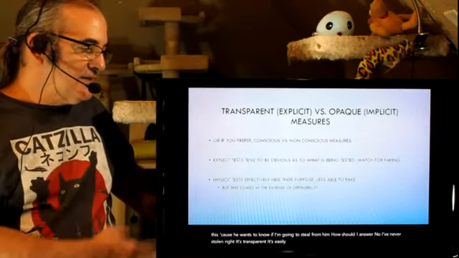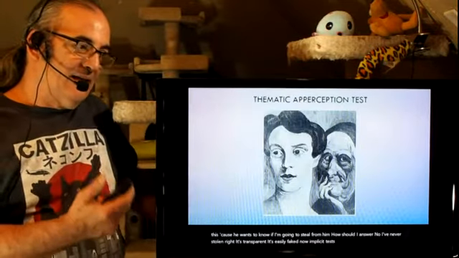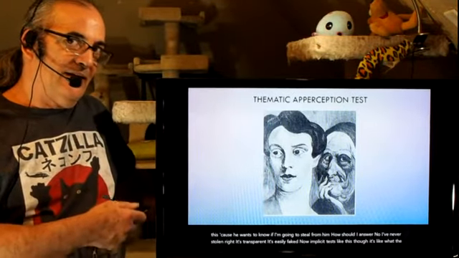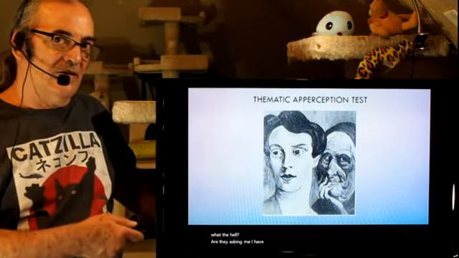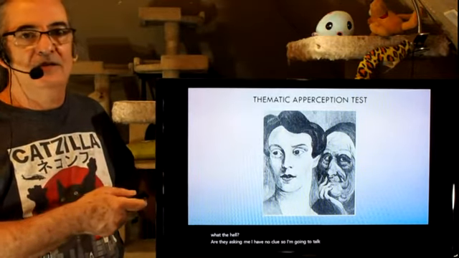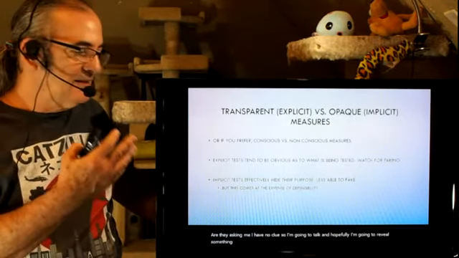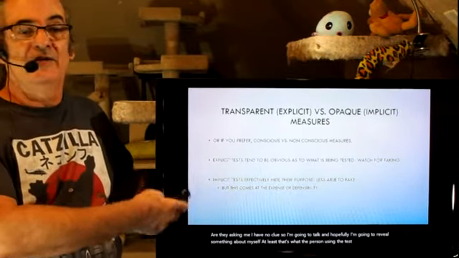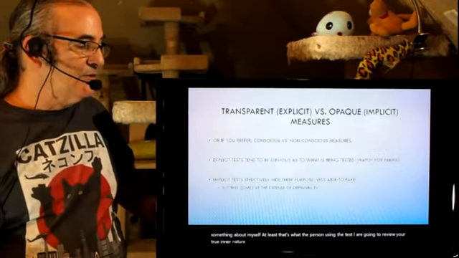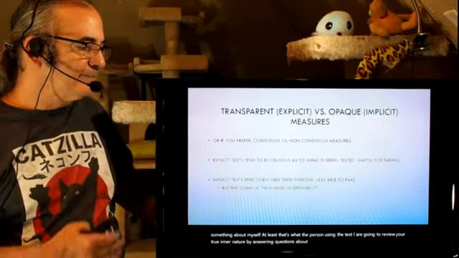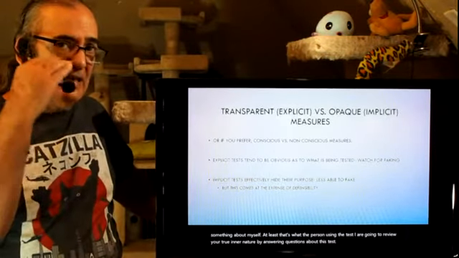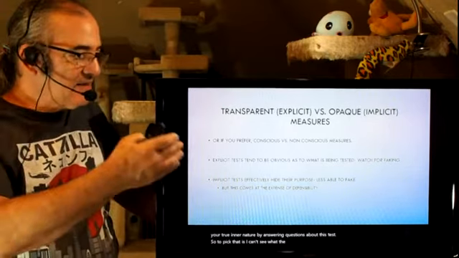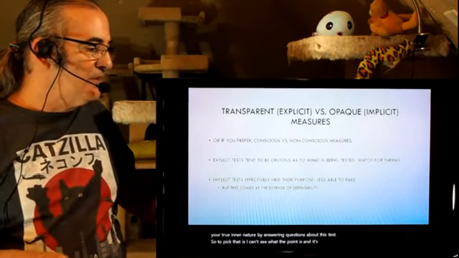Now, implicit tests like this, though, it's like, what the hell are they asking me? I have no clue. So I'm going to talk, and hopefully I'm going to reveal something about myself. At least that's what the person using the test hopes. You're going to reveal your true inner nature by answering questions about this test. Yeah. So it's opaque. That is, I can't see what the point is. And it's testing implicit qualities, non-conscious qualities.